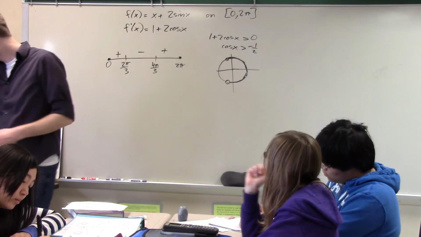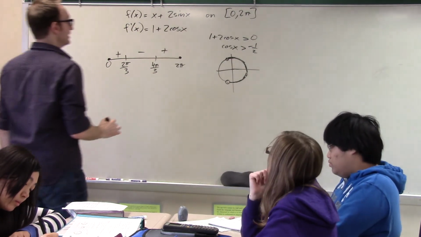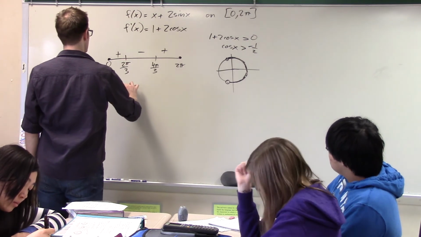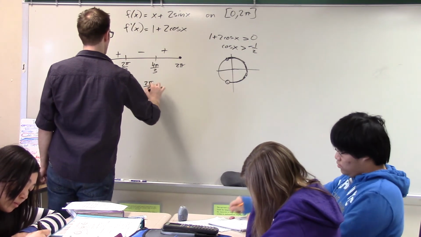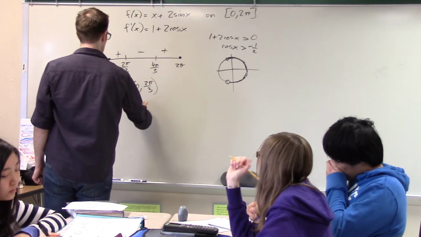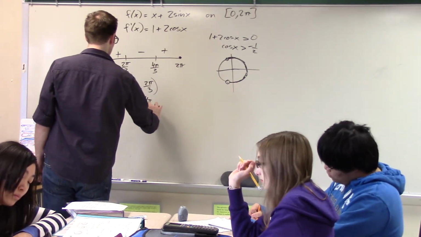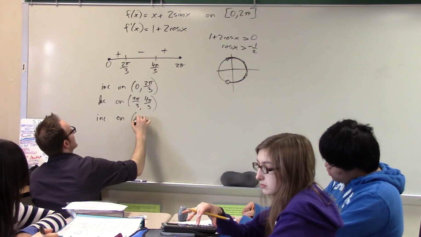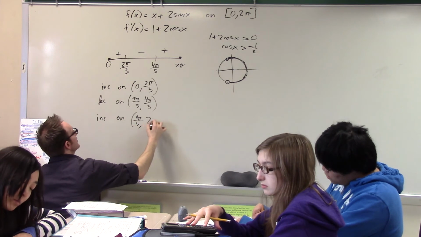Is everybody cool with this? Yeah. Okay, so from this I conclude that my function is increasing on the interval 0, 2 pi over 3, decreasing on the interval 2 pi over 3, 4 pi over 3, and increasing again on the interval 4 pi over 3, 2 pi.